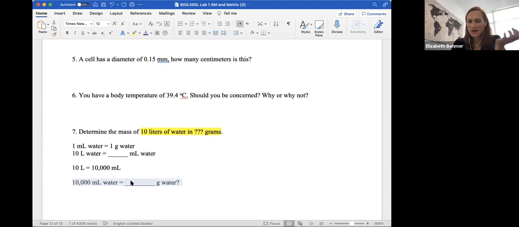Good, it's just 10,000 because if we look up here, our special property of water says that 1 milliliter of water is equal to 1 gram. It's a 1-to-1 ratio. So we first just had to change liters into milliliters to use the special rule of water. And then since we know that 1 milliliter is equal to 1 gram, 10,000 milliliters will be equal to 10,000 grams, because it'll always be equal.